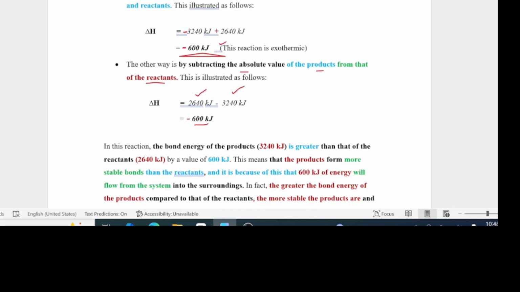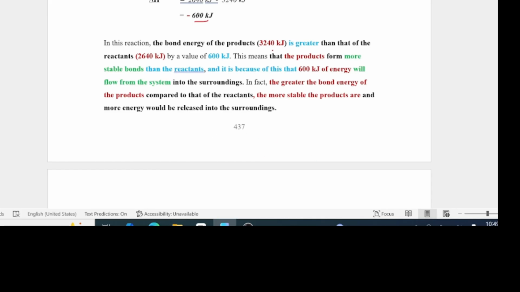Two things to note. We're noting how the bond energy of the products is greater than the bond energy of the reactants by this value. That means that the products form more stable bonds than the reactants. And it is because of that, that this amount of energy will be liberated.